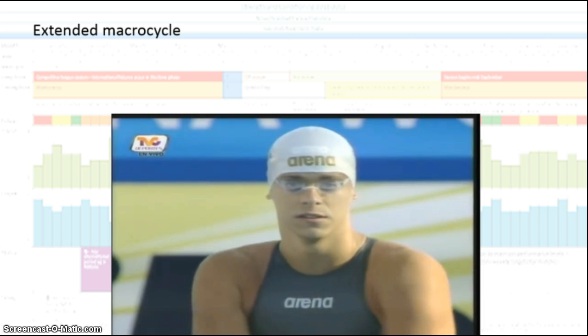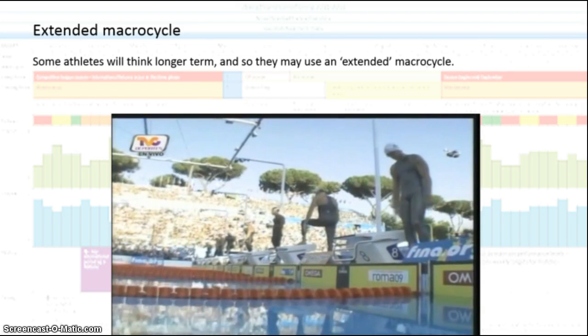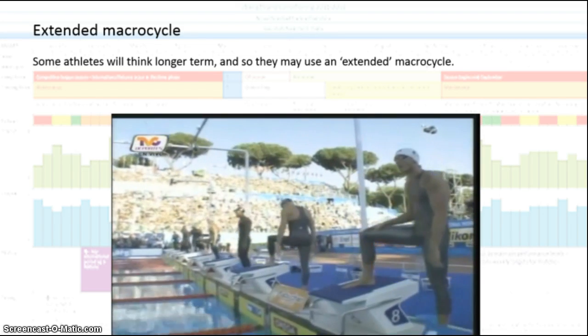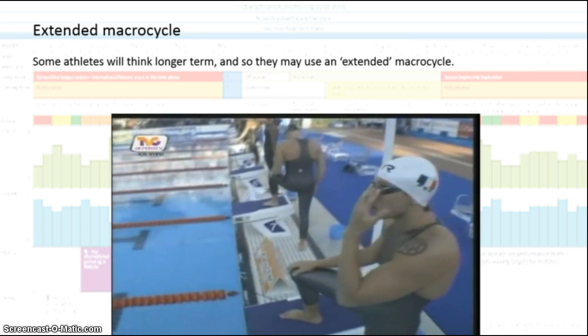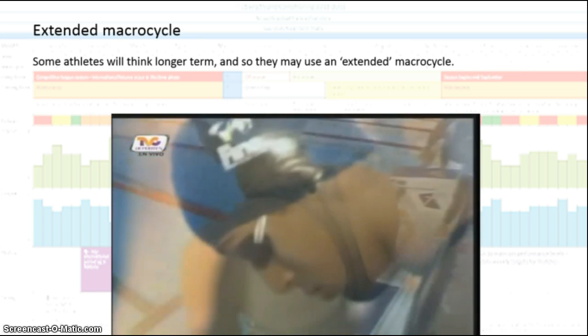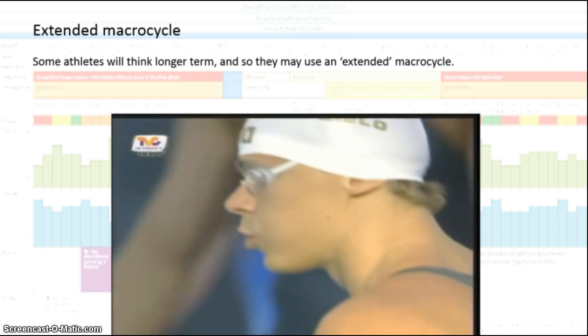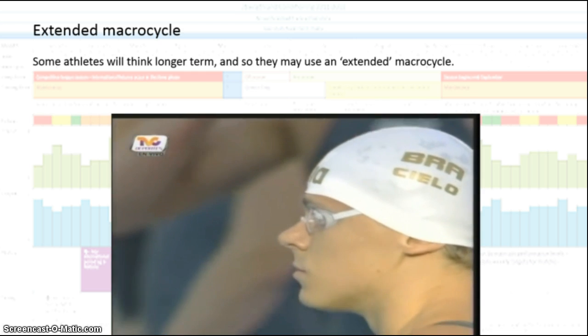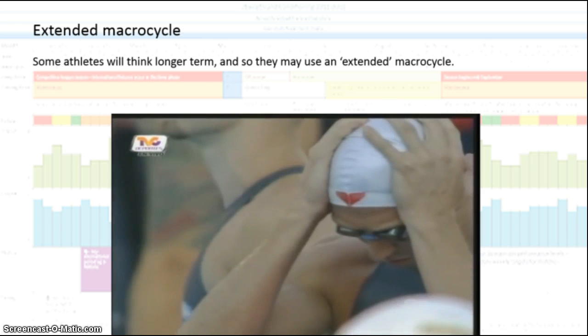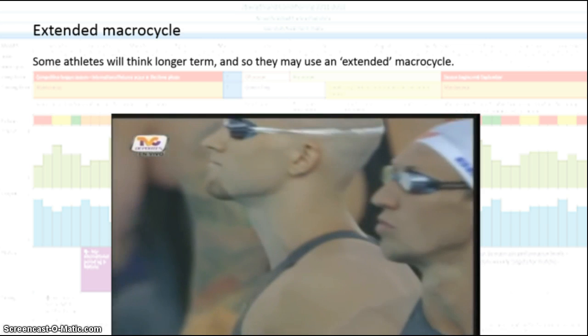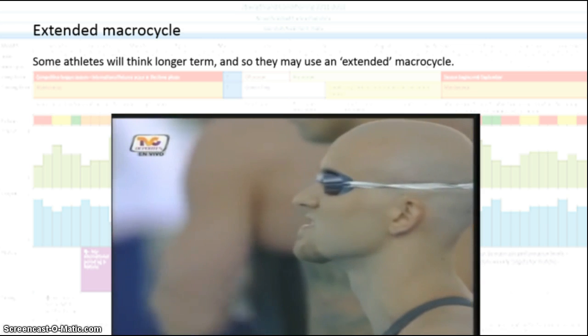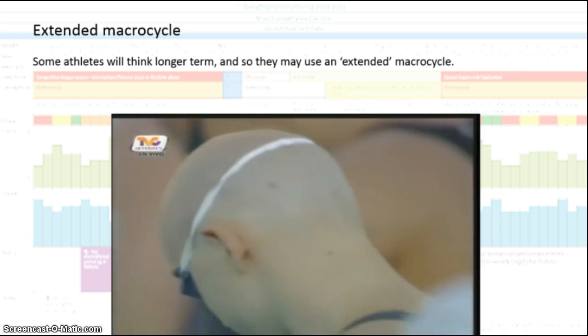Next, we're going to look at an extended macrocycle. Some athletes who compete in Olympic Games every 4 years, for example, will think of longer term, and so they may use an extended macrocycle. An extended macrocycle consists of 2 to 4 macrocycles, each of which last approximately 1 year.